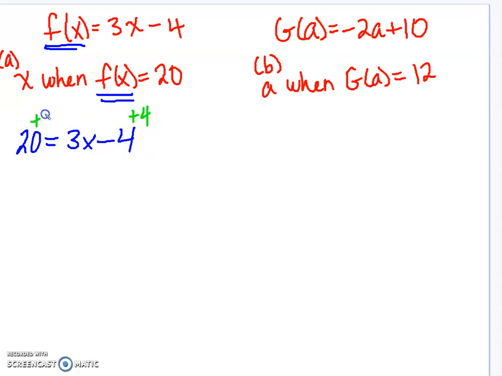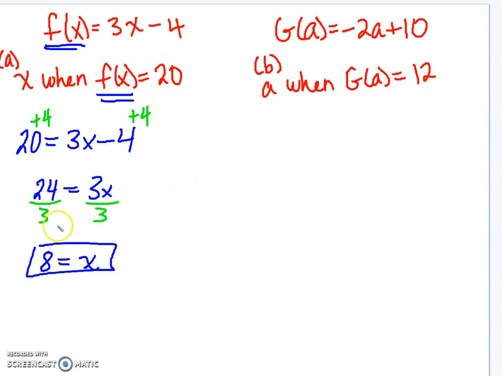We'll add 4 to each side to get 24 is equal to 3x. Divide both sides by 3, so we'll get 8 is equal to x. This is telling me when I input a value of 8, my output is 20. Or if I know my output is 20, I would have had to have put an 8 into this function.